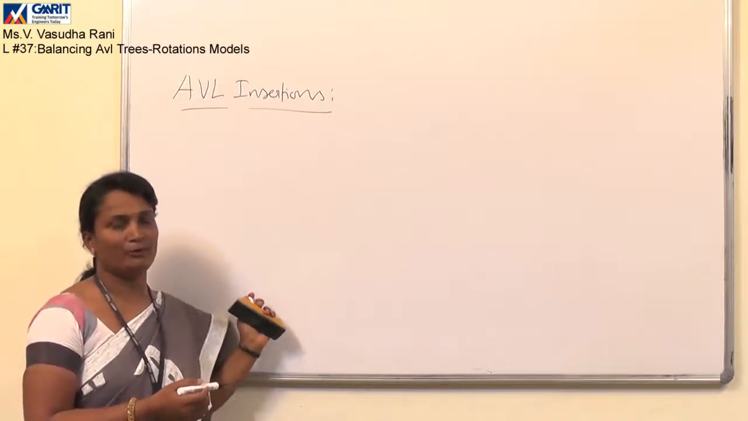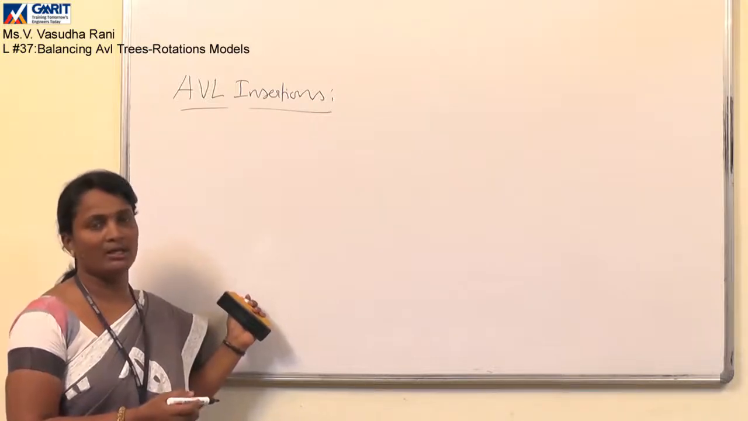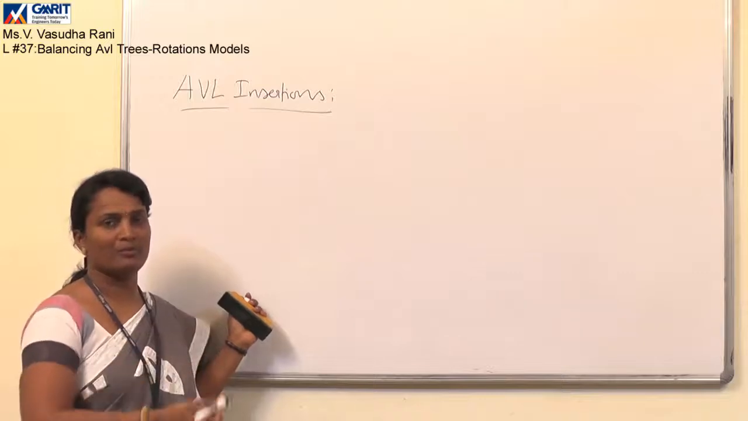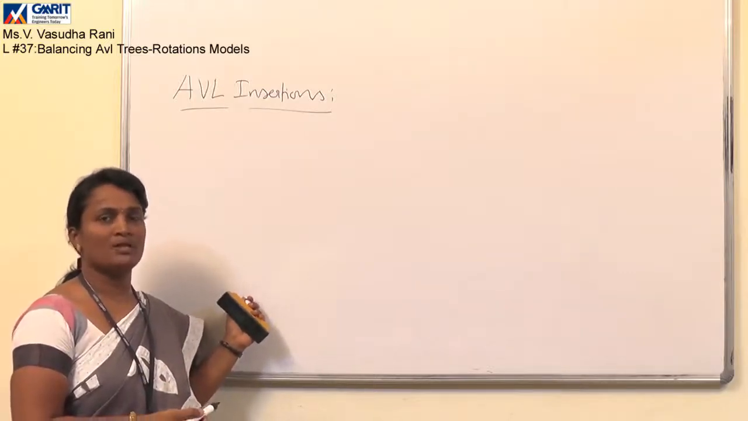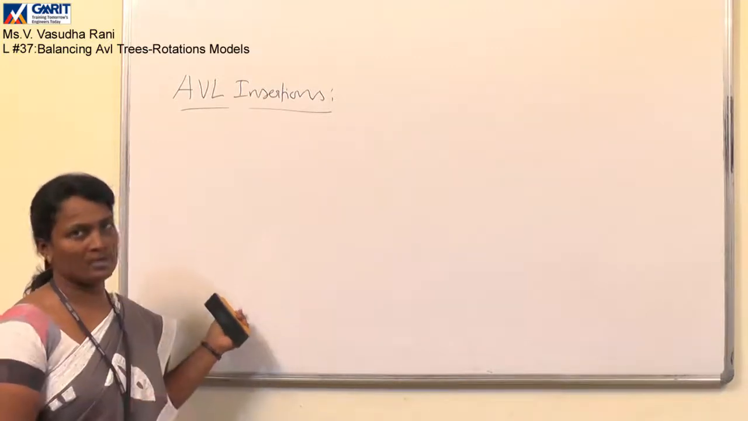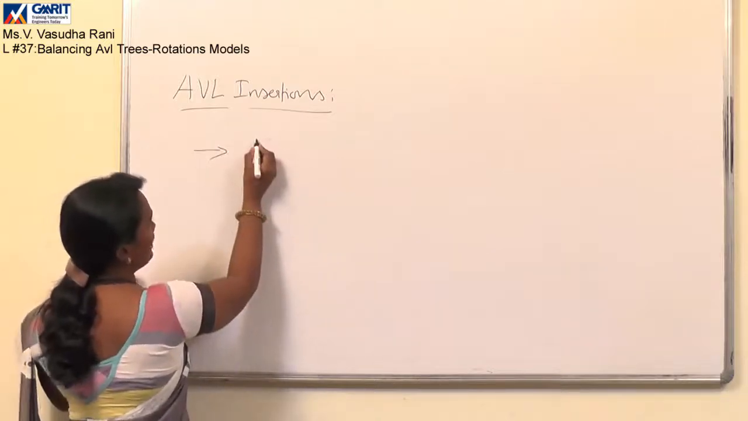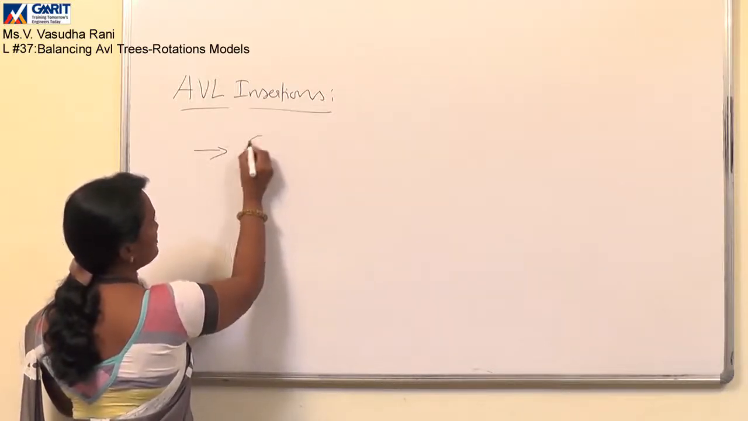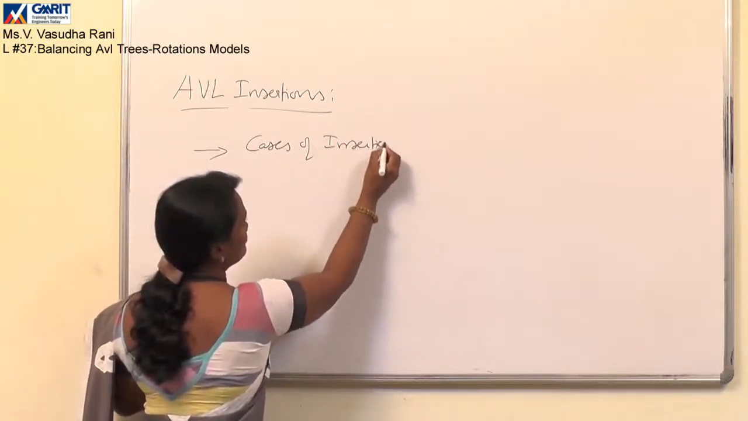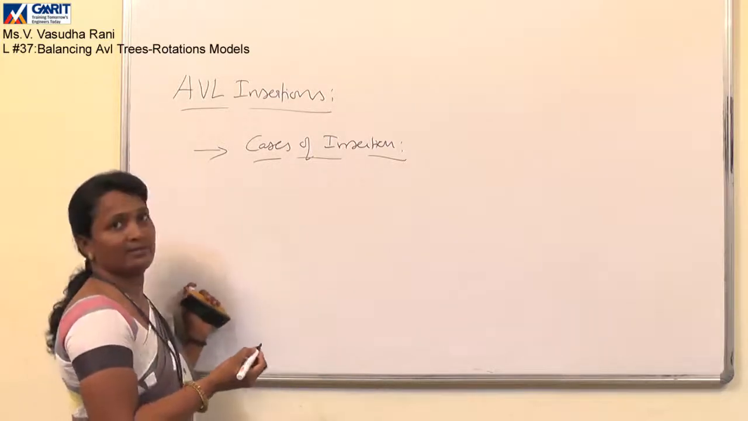For that reason, every time we insert a new node into the AVL tree, we have to readjust the tree. We have to perform some rotations on the tree so that again it becomes an AVL tree. For that, there is a 4-step process actually. To see that, we have to find the different cases of insertion. We'll get four sorts of cases of insertion here.